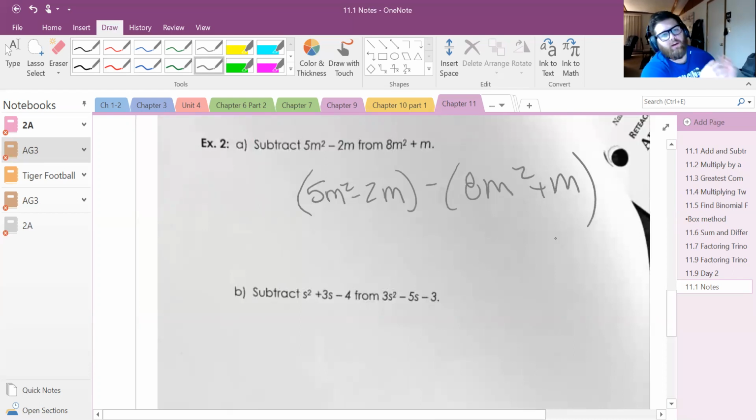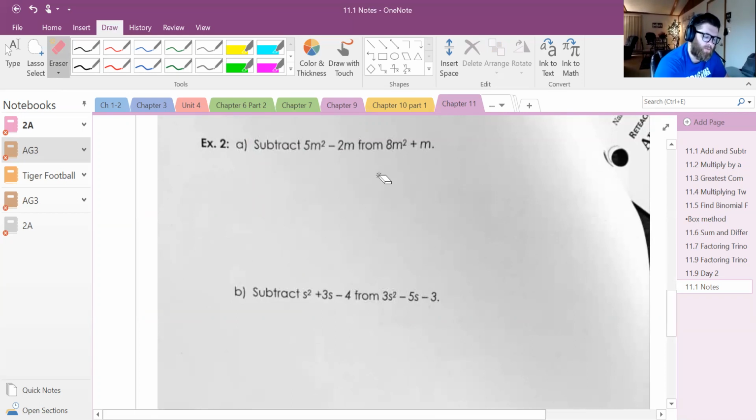Okay, so let's say you got 10 apples, I take 5 apples from your 10 apples. What's the equation going to be? Start with 10. I take 5 from your 10. Okay, so it's going to be 10 minus 5. So whatever comes second actually comes first in our equation. So 8m squared plus m is going to come first in our equation.